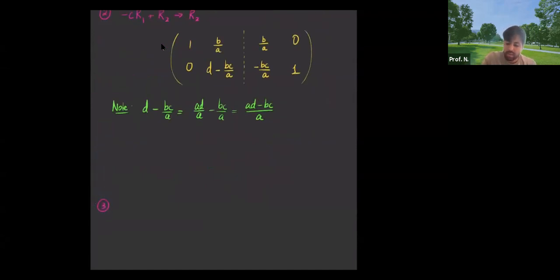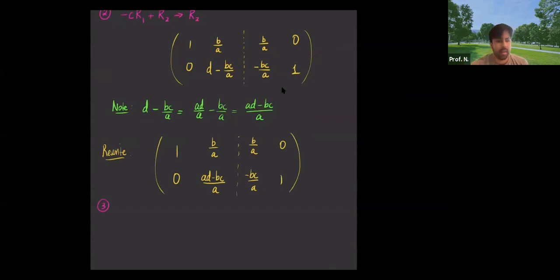So then what I'm going to do is rewrite this as 1, B over A, 0. This becomes AD minus BC over A. And everything else is just the same. So everyone clear about that? Okay. So now we have this case here. Now what do we do?